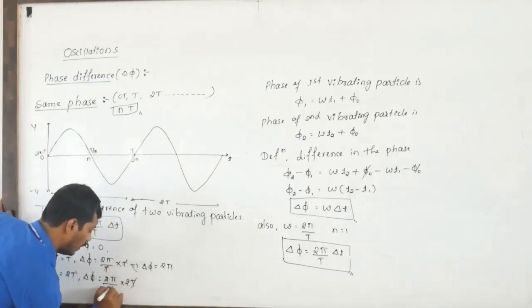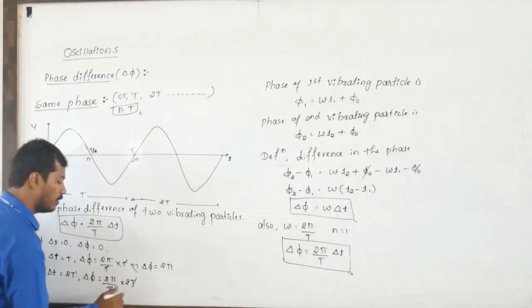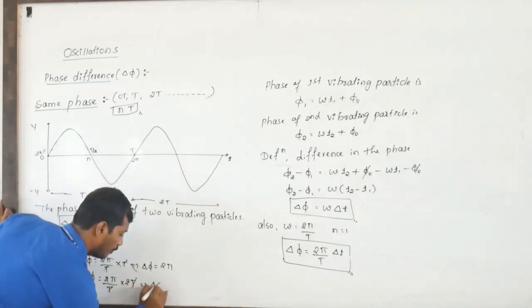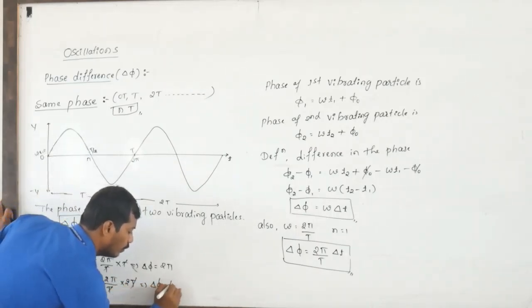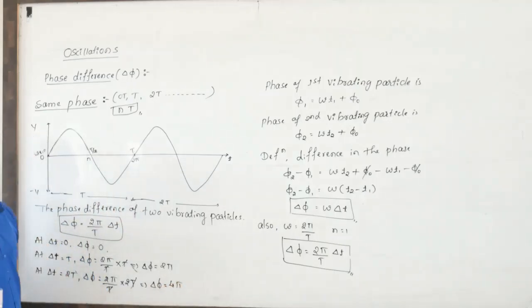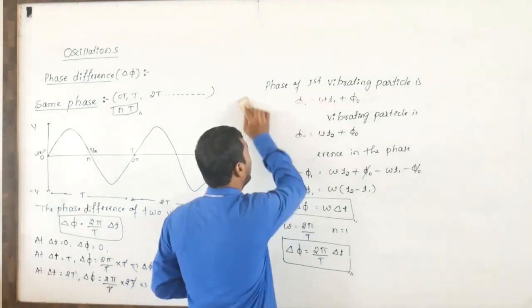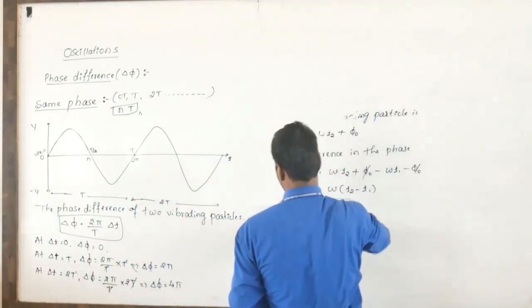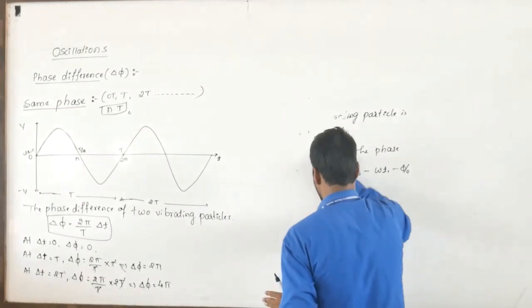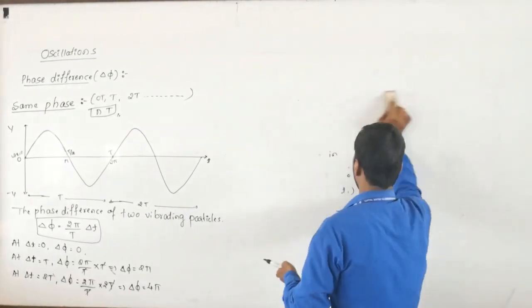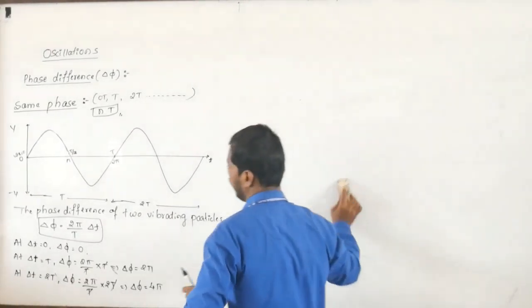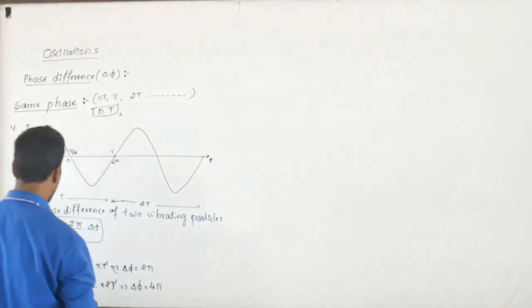2t, then 1t gets cancelled. 2 into 2 is 4. Then here the delta phi is equal to 4 pi. Similarly, the remaining phase at t is equal to 3t, 4t, and again here the 5t continuously.